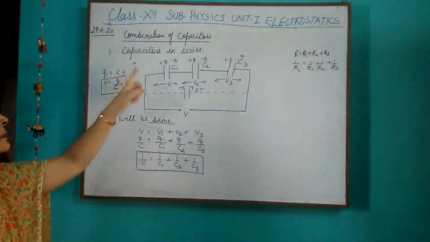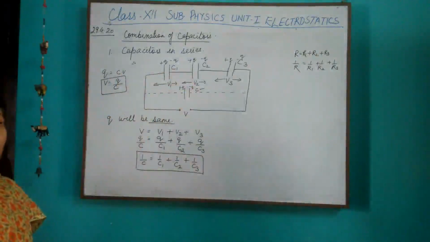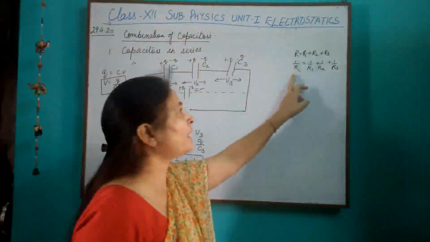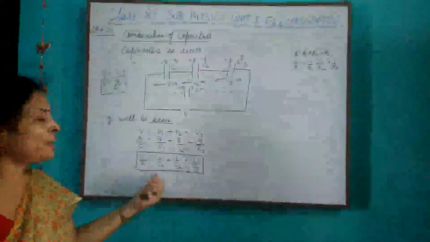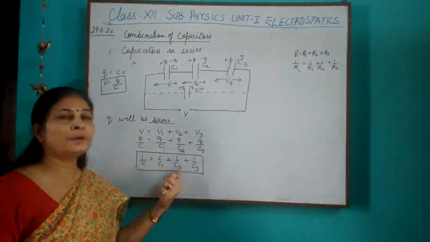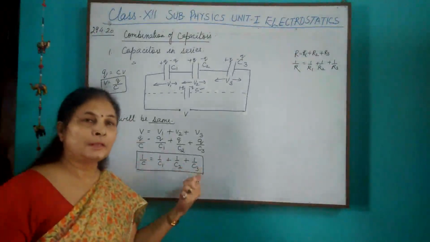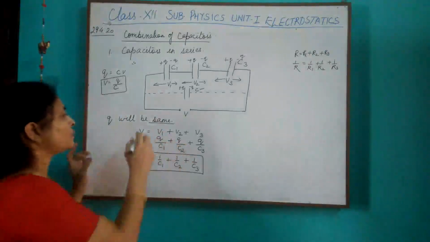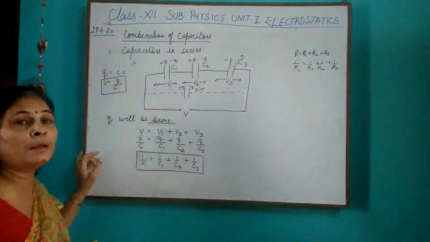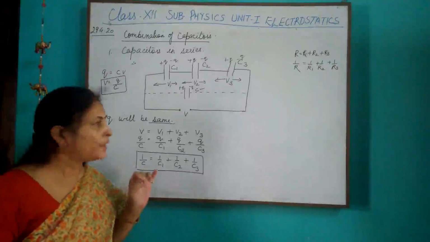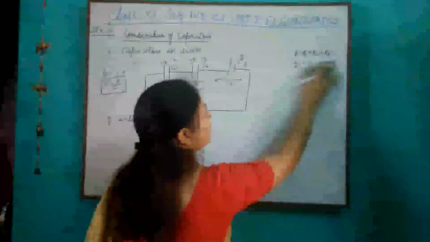This is my series combination. You can see here in series combination we were getting this answer here, and for parallel here. But now see here for series we are getting 1 upon C is equals to 1 upon C1 plus 1 upon C2 plus 1 upon C3. I am again reminding you that in a series combination, charge stored in each capacitor will remain same. Potential will be different. Now we'll take the case of parallel combination.